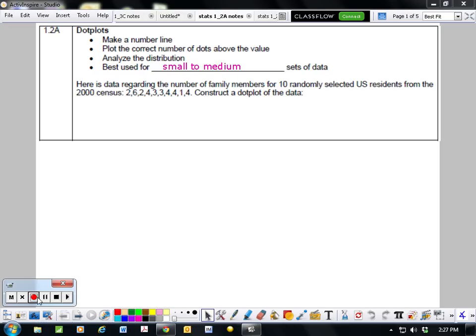And then also, are there any possible outliers? Because you can use the graph to kind of see, wow, that number looks pretty far off, so maybe I should go ahead and test for outliers.